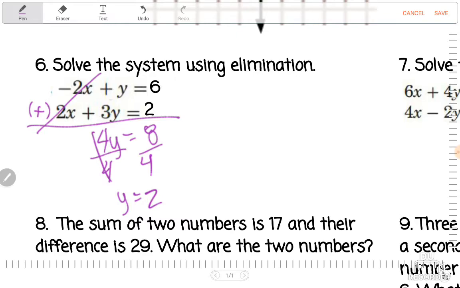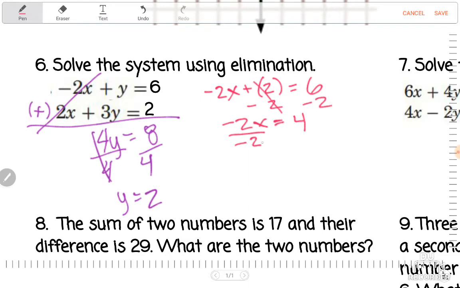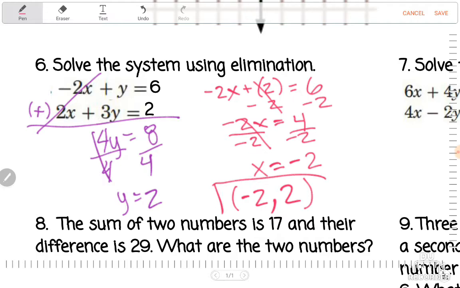And I can plug that into either equation. So I'll plug it into the first equation, so -2x plus 2 equals 6. I subtract, I get -2x equals 4. And divide by -2. So I get x equals, positive divided by negative is going to be a -2. So my point here is -2 comma 2.